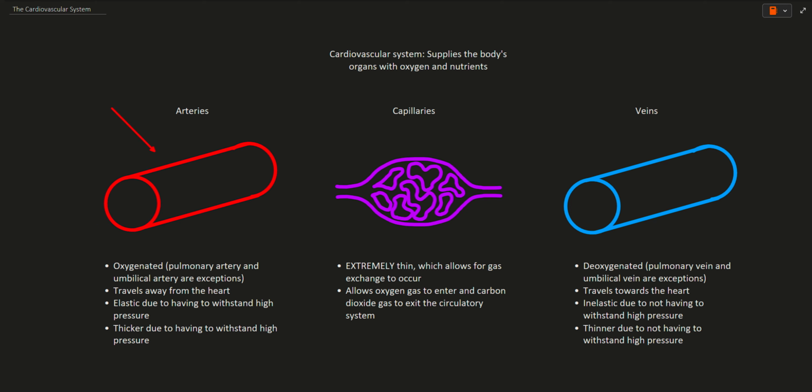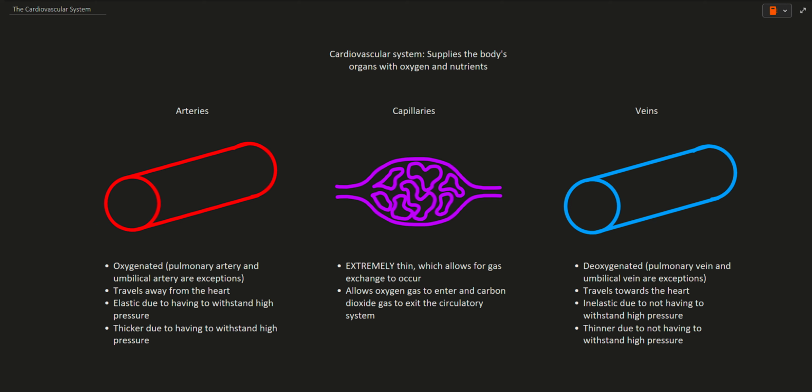The first are arteries. Arteries contain oxygen, with exceptions to the pulmonary artery and umbilical artery. Arteries also travel away from the heart. Arteries are also very elastic and thick because they withstand high pressure. This high pressure is due to the fact that arteries are connected directly to the heart, which pumps blood directly into arteries. Next are veins, which are pretty much the opposite of arteries.